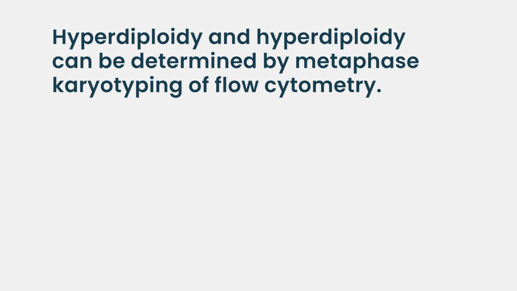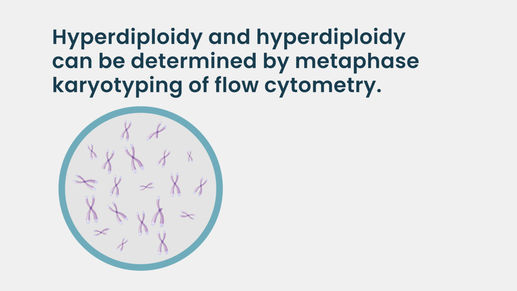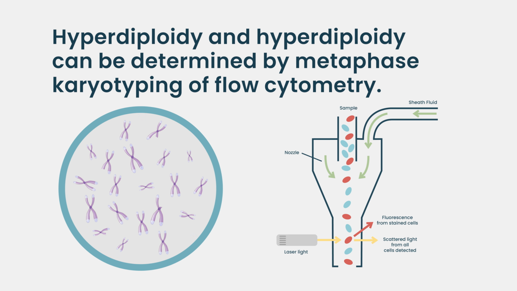But we do that by counting the amount of DNA. That can be done by metaphase cytogenetics, or more commonly, flow studies allow us to detect the DNA content in cells very rapidly to determine if the amount of DNA is less than standard, hypodiploid, or more than standard, hyperdiploid.